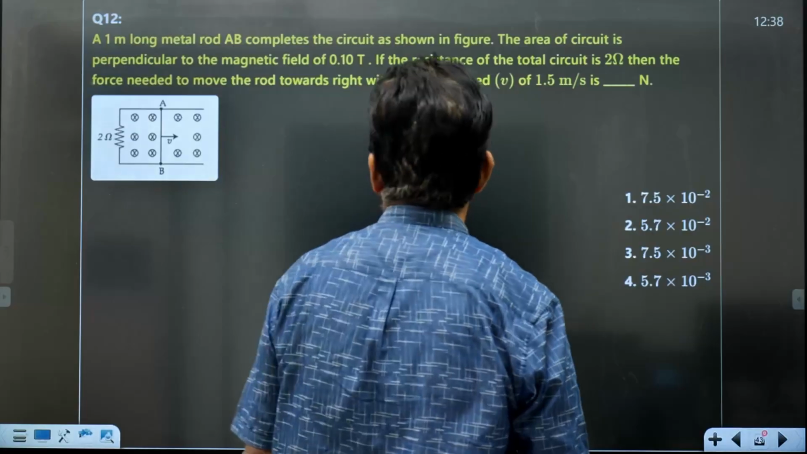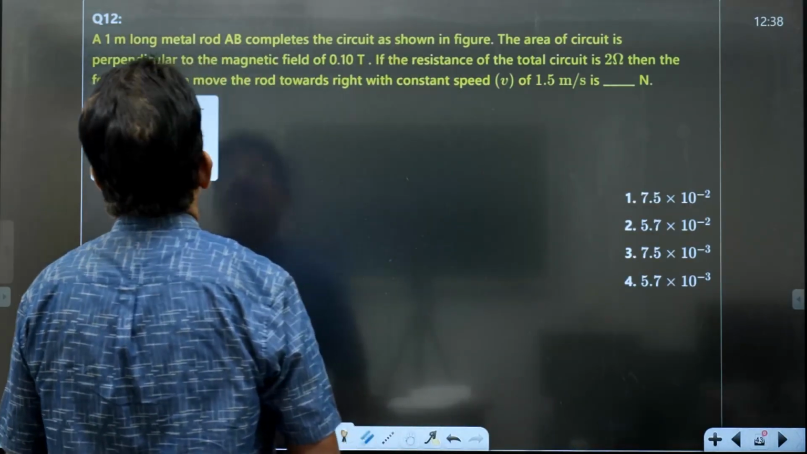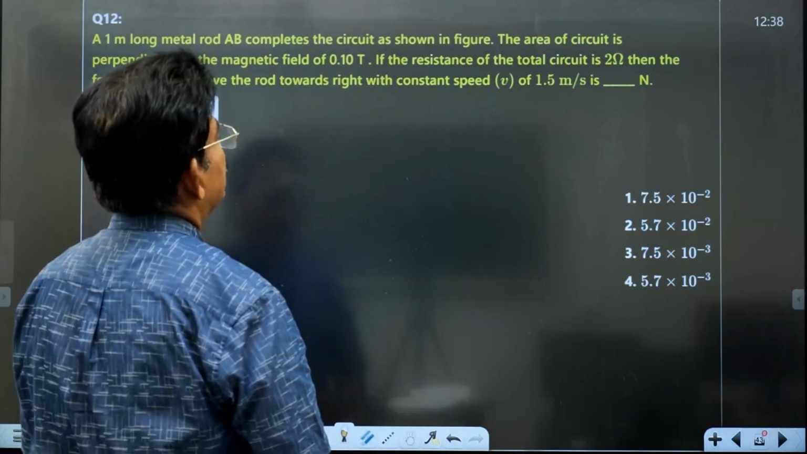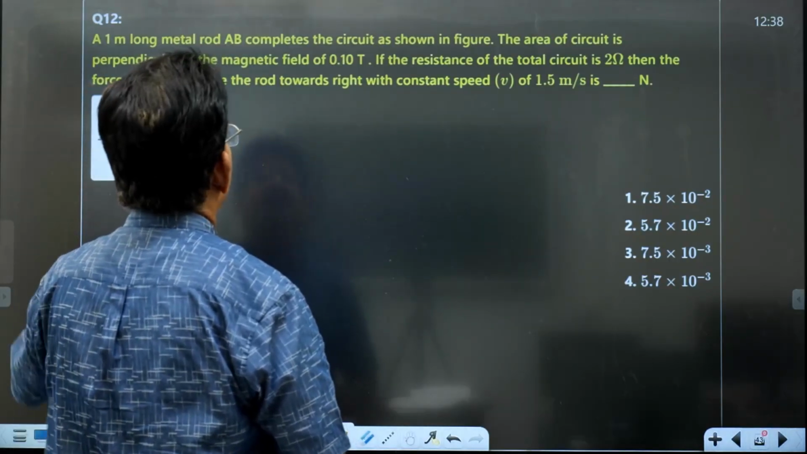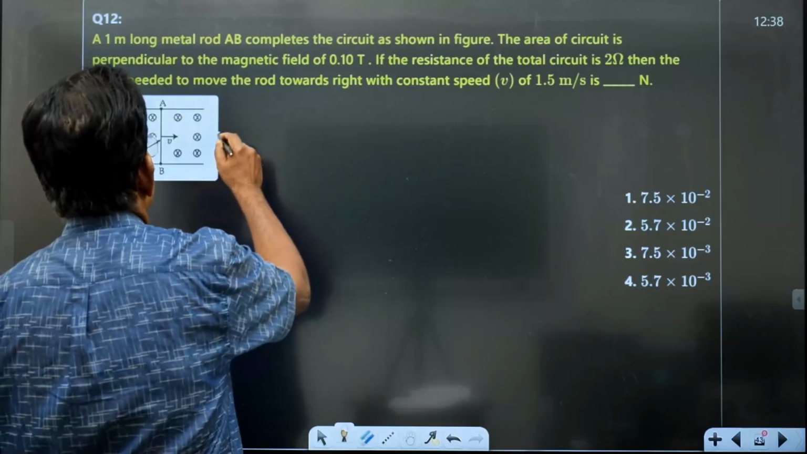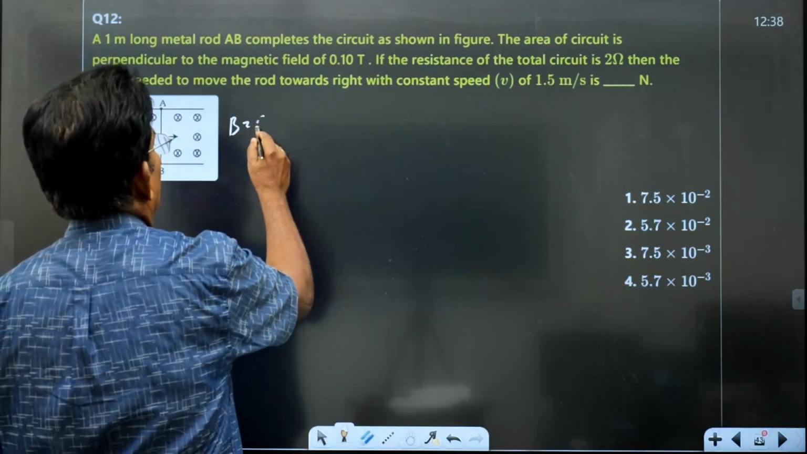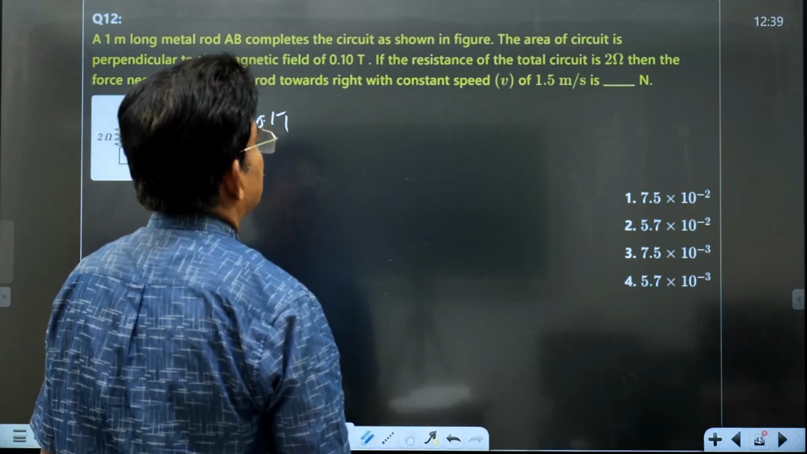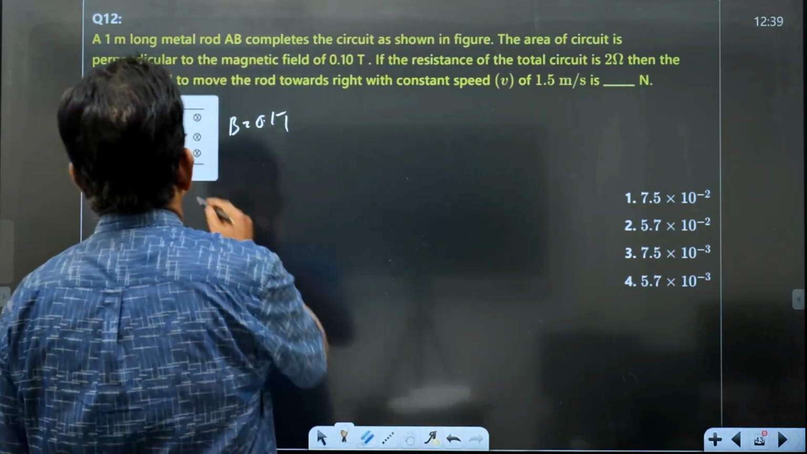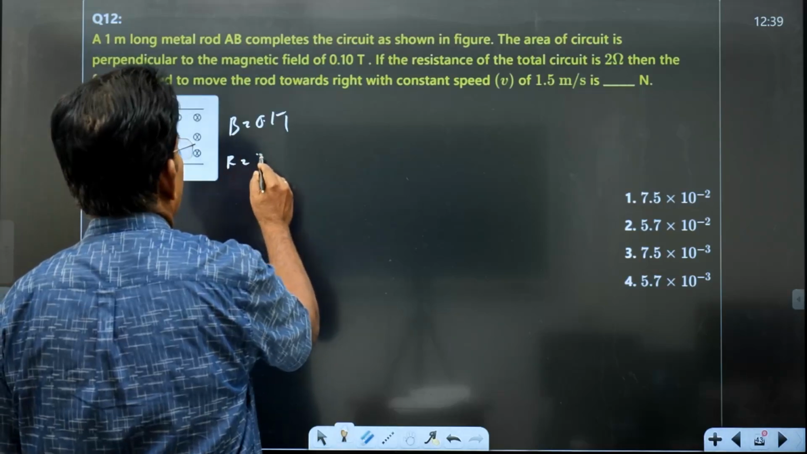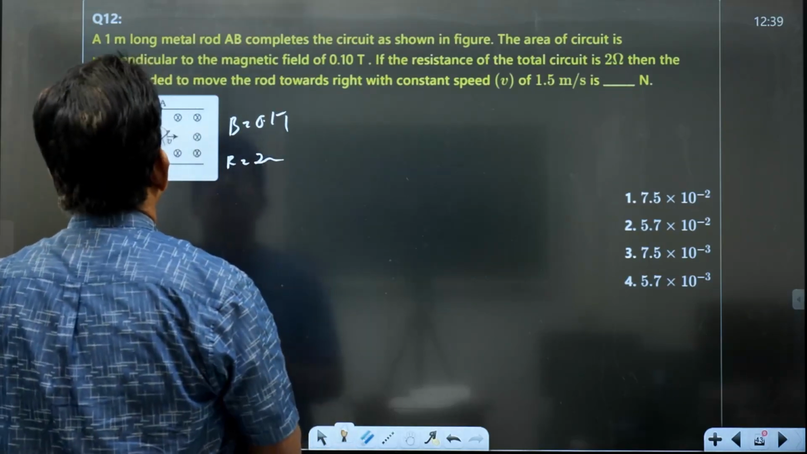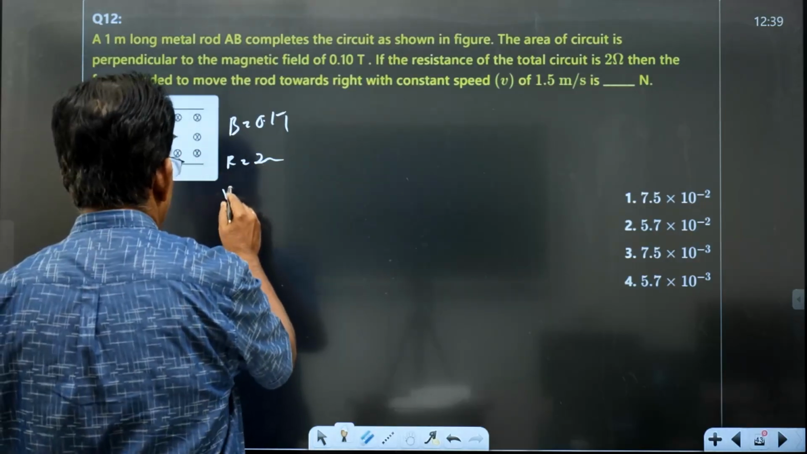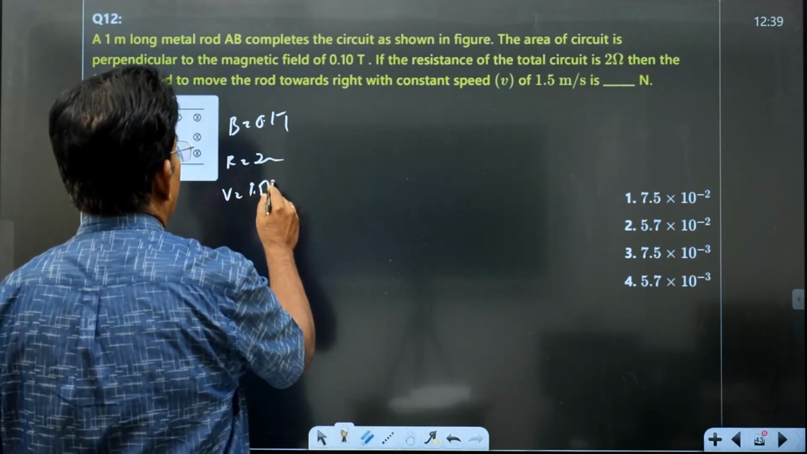Now we go to the last question, I think. Look, the diagram is given. A 1 meter long wire AB completes a circuit, and there is a frame, a complete circle. The area is perpendicular to the magnetic field. The magnetic field, I will write here, is 0.1 Tesla. Then the resistance of the circuit is 2 ohms. The whole network's resistance is coming to be 2 ohms. The force needed to move the rod, where the rod is moving with a speed v of 1.5 meter per second.